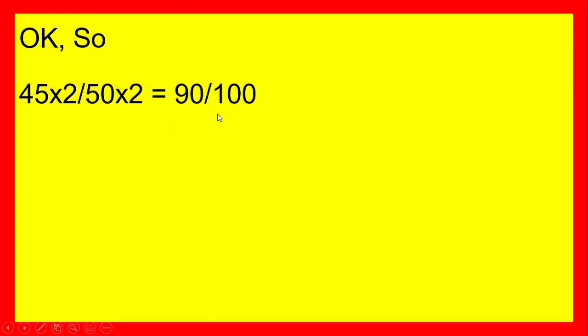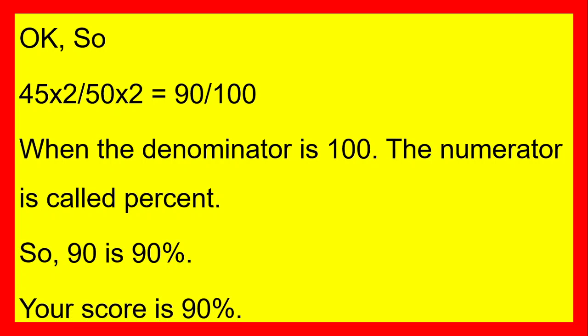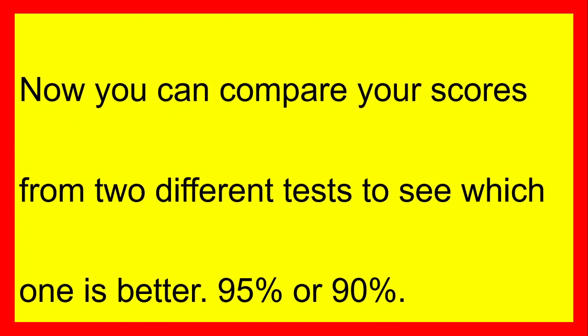Now we got 100 as the denominator, and when the denominator of a fraction is 100, the numerator is called percent. That means 90 is 90% here. Your score is 90% actually. Now you can compare your scores from two different tests to see which one is better, 95% or 90%. It's easy to compare them now.